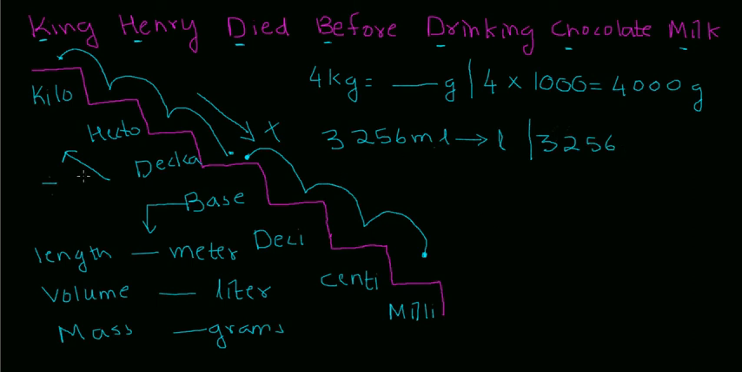So that would be 3256. Since we are climbing up the steps, it's division. Divided by 1 followed by, since there are 3 steps, 3 zeros, and that would give me 3.256 liters. Now let's take one more example.